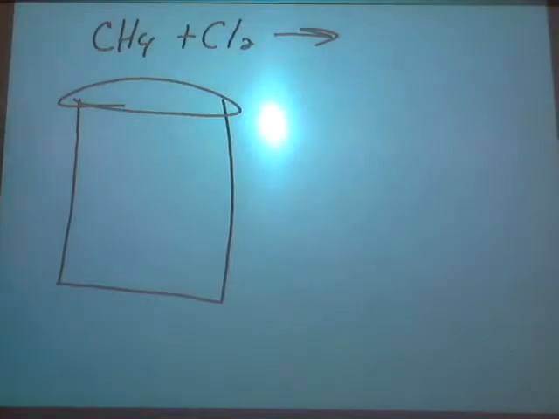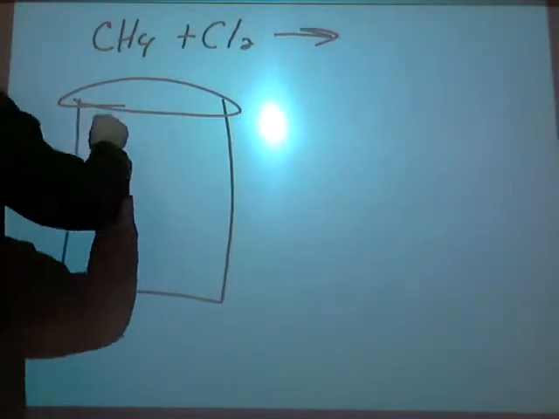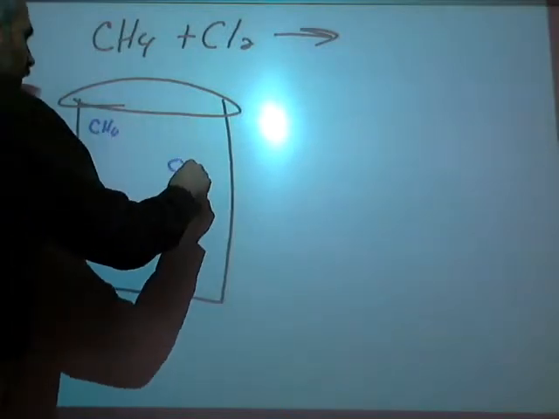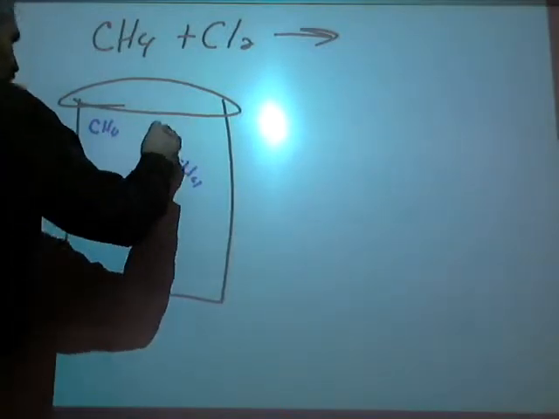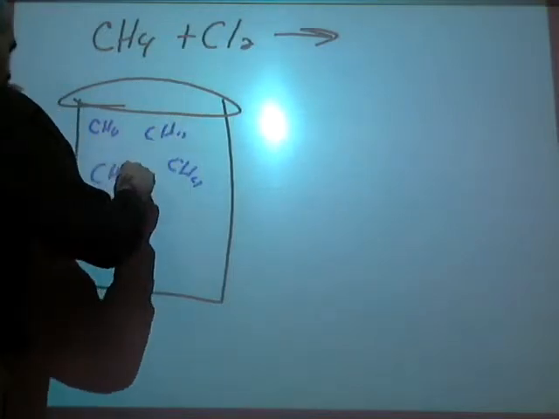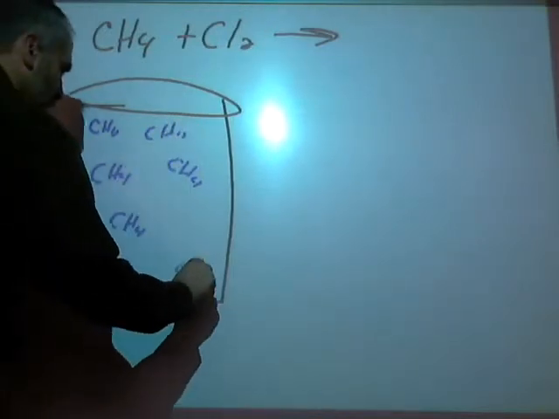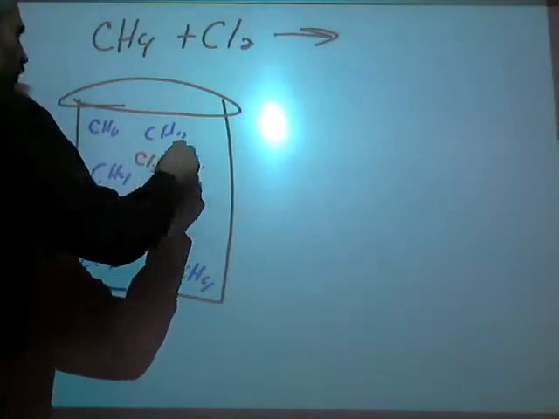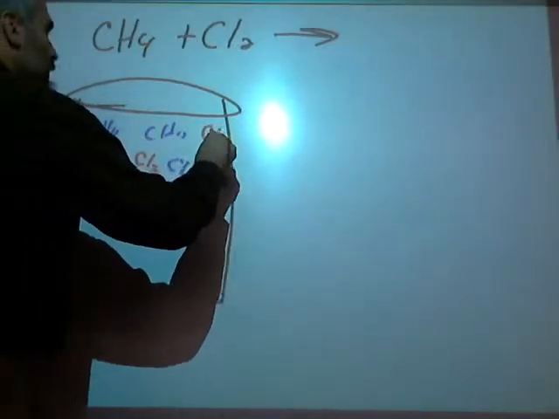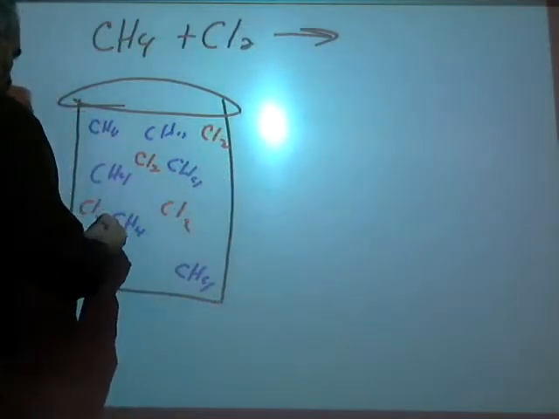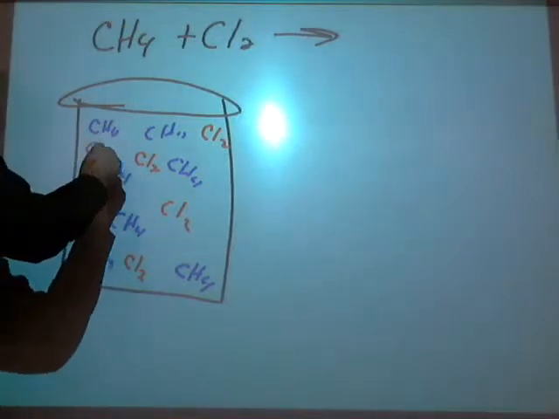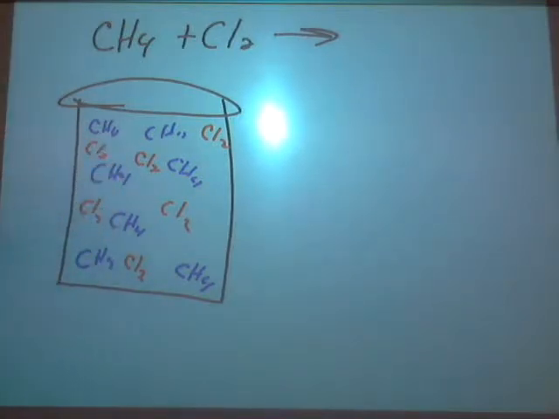Methane and chlorine gas are both gases. So here's my methane molecule. I'll make it in blue. I have a whole bunch of them in the beaker, floating around. And I've got a whole bunch of chlorines, we'll make them red. I'd make them green, but you can't see them as well. Let's assume I have the same amount of both in here, chlorine and methane.